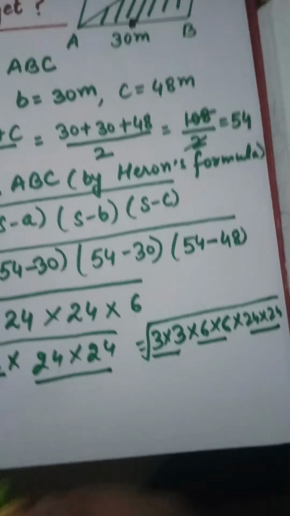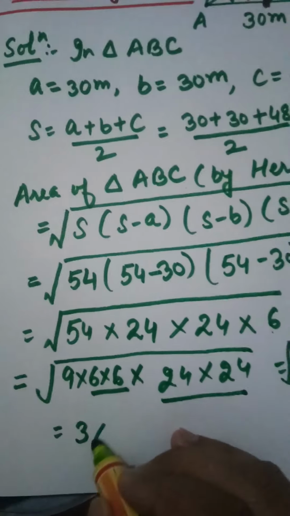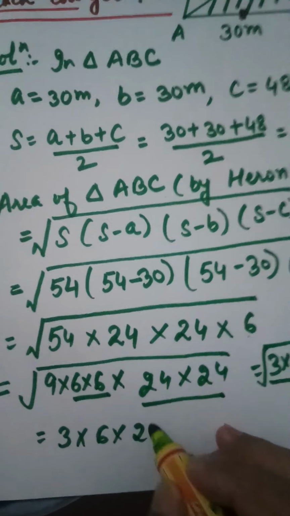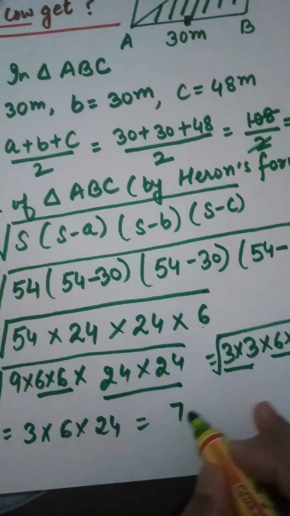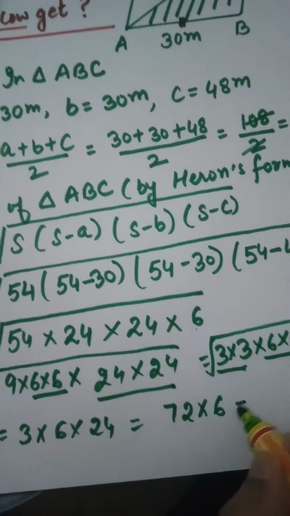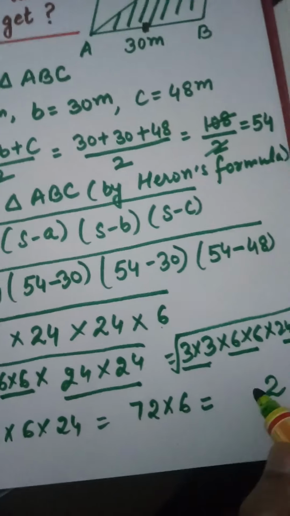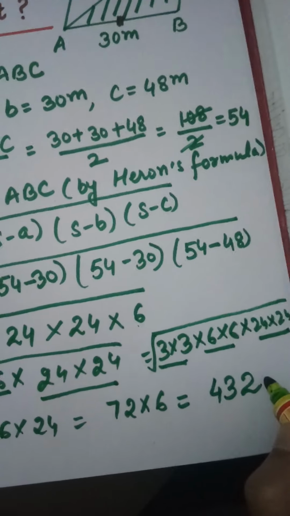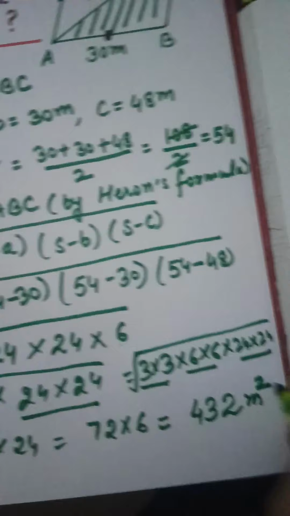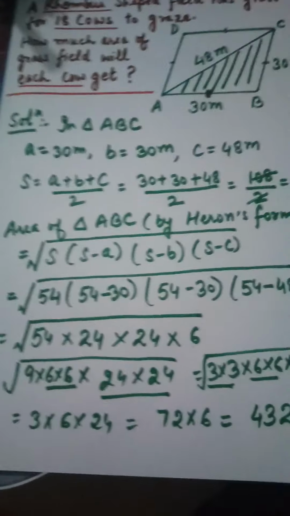When I have all the pairs, I can take any one factor out of each pair. So 3 has come out, 6 has come out, 24 has come out. So it is equal to 72 into 6, and that is equal to 432 meter square. This much area will be grazed by how many?